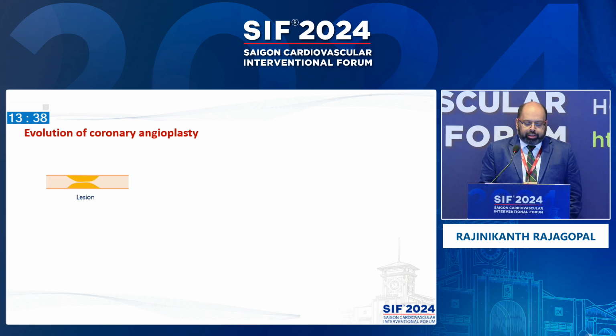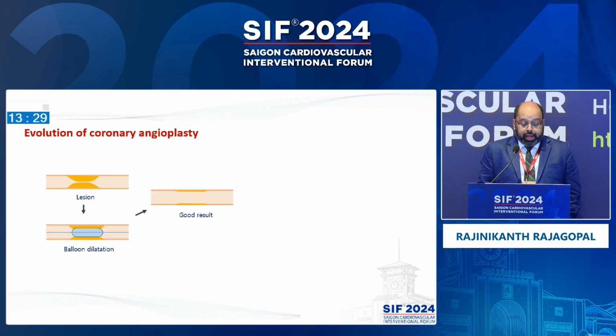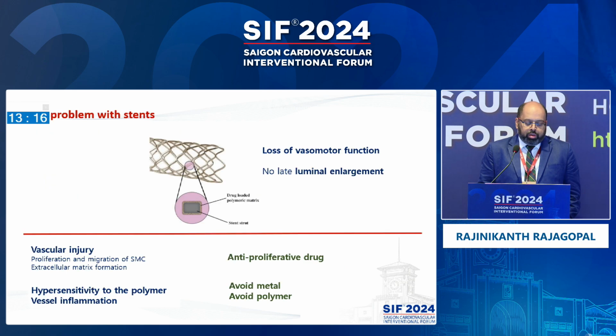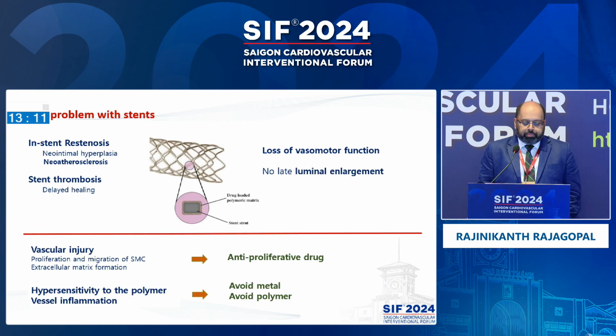So where do we come from? If you look at PCI, this is the absolute basics of DCB PCI. I thought it will be useful for people who are really new to the concept. We have a lesion. We do balloon dilatation, angioplasty, and we get a good result sometimes. Sometimes we get dissections or residual stenosis. If we have dissection or stenosis, we need to put in a stent. Sadly, even when you have a good result, we tend to put in a stent, which is probably unnecessary, mainly because we can get in-stent restenosis and we can get stent thrombosis. In addition, we cage the vessel and we get loss of vasomotor function. We can't have late lumen gain.